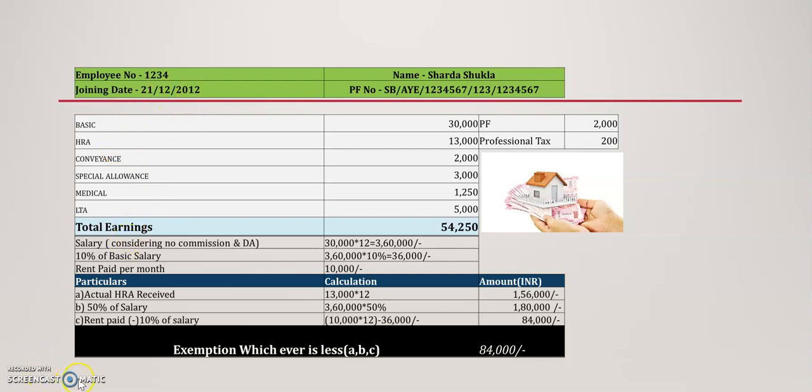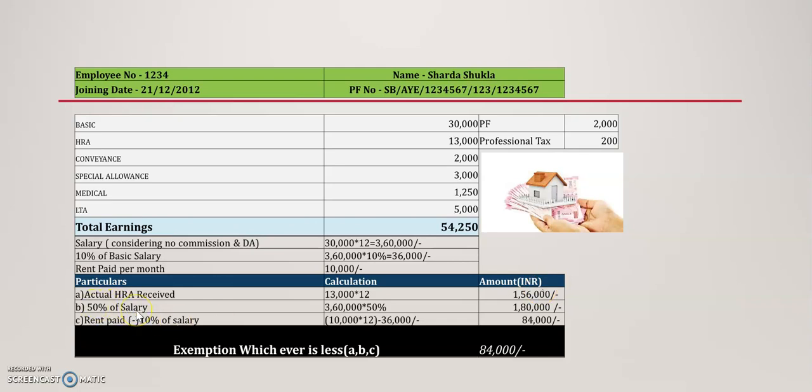So how do we calculate the HRA exemption? It will be the least of the following three: actual HRA received, 50% of salary, and rent paid minus 10% of salary. So the calculation over here: how is salary calculated? 30,000 basic salary multiplied by 12 comes to a yearly 3,60,000, and 10% of basic salary is 36,000, and rent paid is 10,000 per month. Over here you see that the actual HRA received is 13,000 multiplied by 12 months, that is 1,56,000.